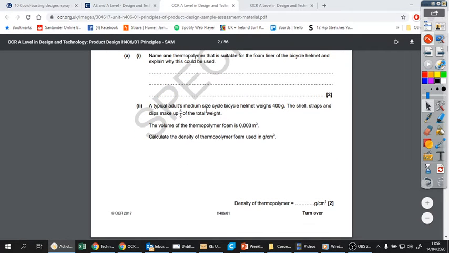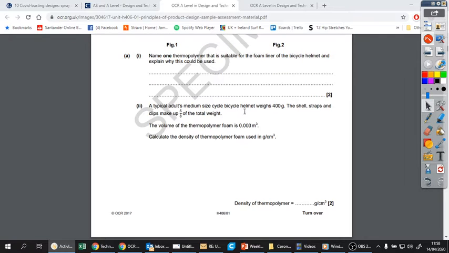A typical adult's medium-sized cycle helmet weighs 400 grams. The shell, straps and clips make up 5/8 of the total weight. The volume of the thermopolymer foam is 0.003. Now, this is where you have to be careful on the maths questions. What are the units? Okay. Calculate the density of the thermopolymer foam used in grams per centimetre cubed.